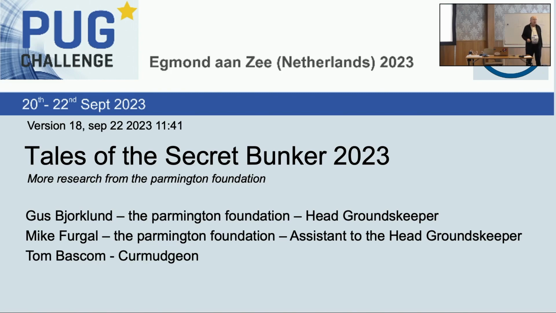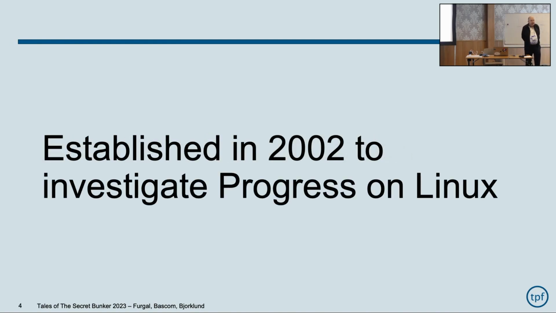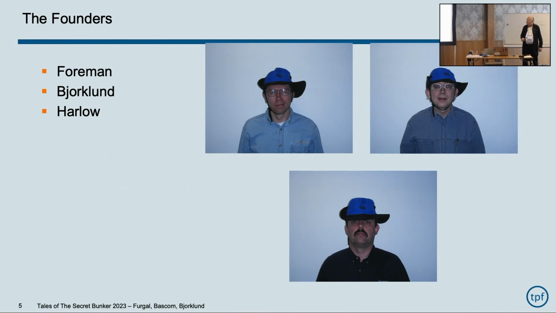So we spent a number of weeks doing some experimentation with version 12 and the table reorg utility. So the secret bunker has a history. The first one was in 2002, and we started with figuring out how best to run Progress on Linux and what kind of performance you could expect and that kind of stuff. So here's the first three secret bunker participants: myself, John Harlow, and Dan Foreman.